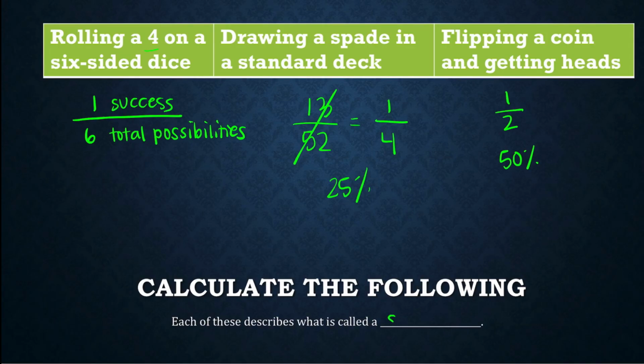Each of these describes what is called a success. A success in probability is what you're looking for. It doesn't always have to be good. A success in math is just what you're looking for. So like, let's say that I want to get Asian food for dinner and my husband wants to get Mexican food for dinner.